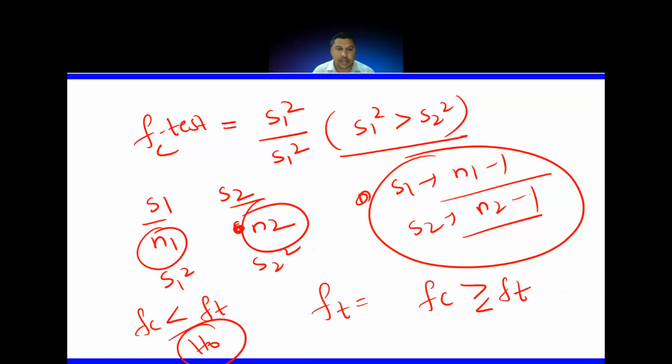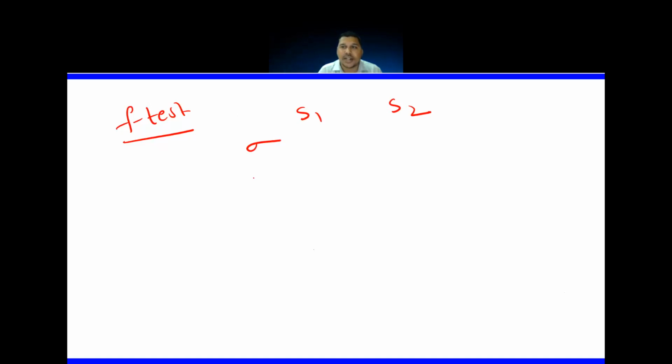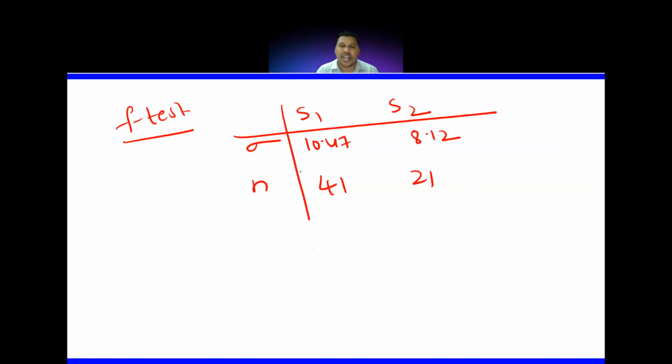Okay. So let me share one small example problem. Directly, I'll give the data. Let us solve it. There is one F test problem. The information is given like this. You have sample S1, you have sample S2, and the standard deviation. We have N: here it is 41, here it is 21. The standard deviations are 10.47 and 8.12. So you have this data with you directly.